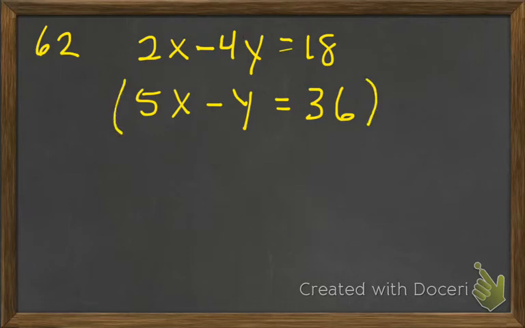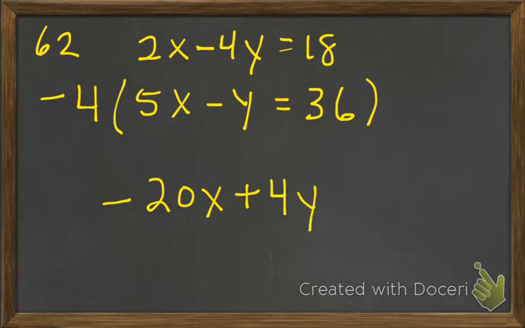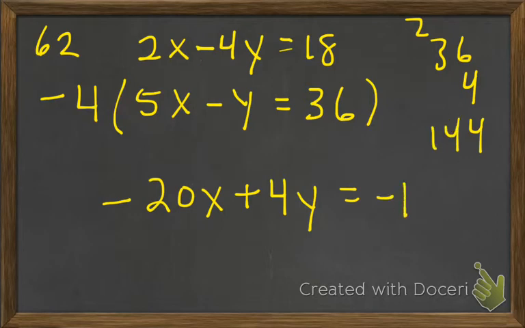So I'm going to go ahead and distribute a positive 4. I'm going to multiply 4 times 5, 20x. Actually, why don't we multiply by a negative? Because then I have a plus 4y here. And then 36 times a negative 4 is negative 144. So we wrote an equivalent equation here.